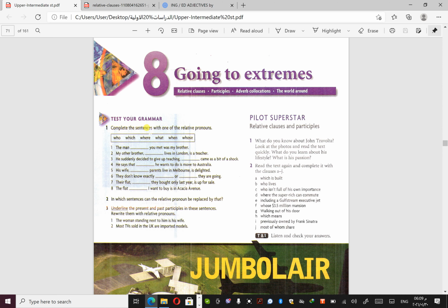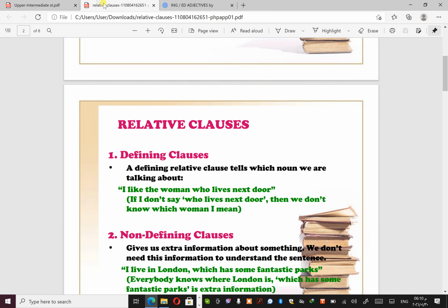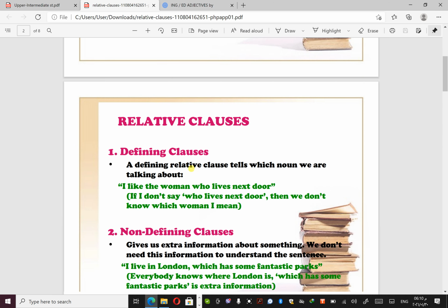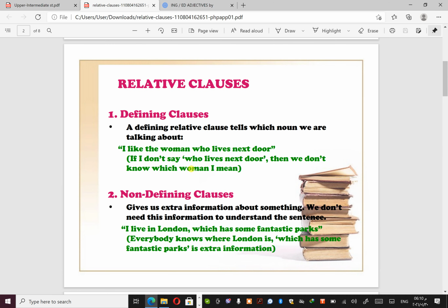Here we use them in a sentence, as you see here. If you look at these sentences, none of them has a question word. So that means we use these words as pronouns to give us a meaning in the sentence. That is why we will talk about relative clauses.